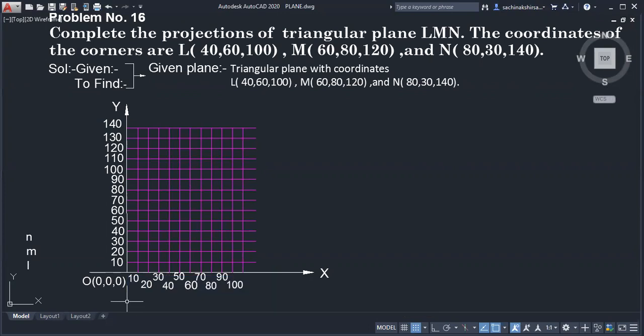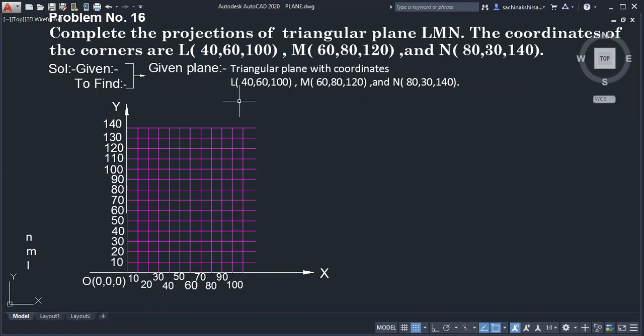Now, once you want to locate a point, suppose L: 40, 60, 100. As we know, L dash and L will be on one projector, or one vertical line. Correct? It will be on one vertical line. How to locate that point? Only then can you solve this problem.